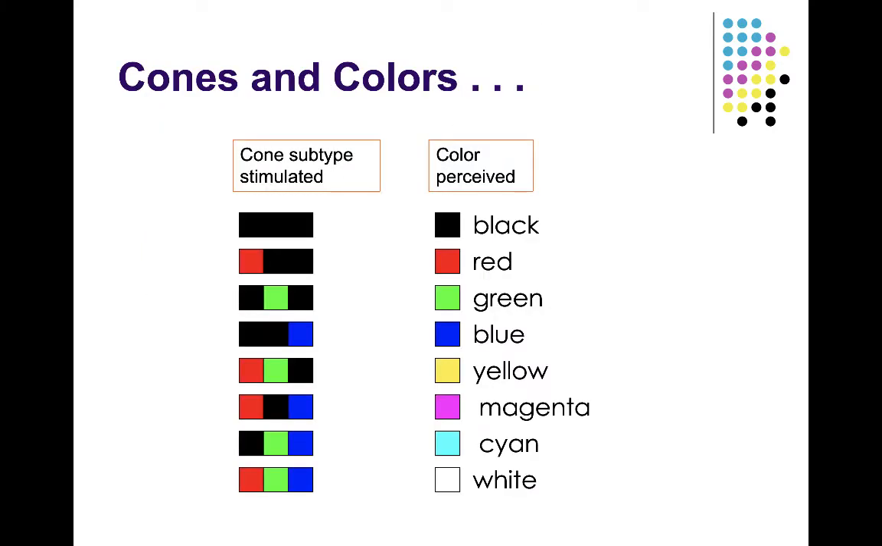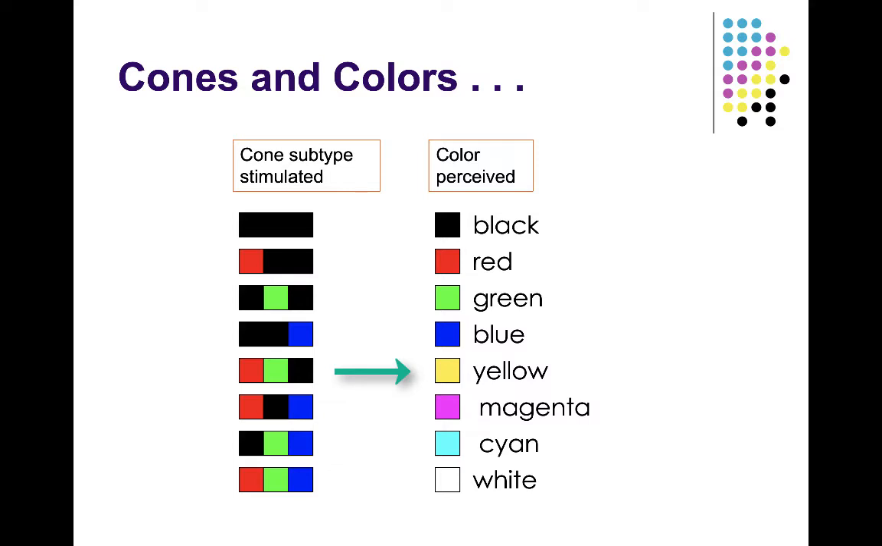To understand how the brain interprets combinations of these red, green, and blue stimulants, note on the left the cone subtype that is stimulated by that wavelength of light, and on the right, the color perceived by the brain. Let's look at yellow. When the red cone cell and the green cone cell are stimulated, but there's a lack of wavelengths in the blue segment, our brain perceives the color yellow.